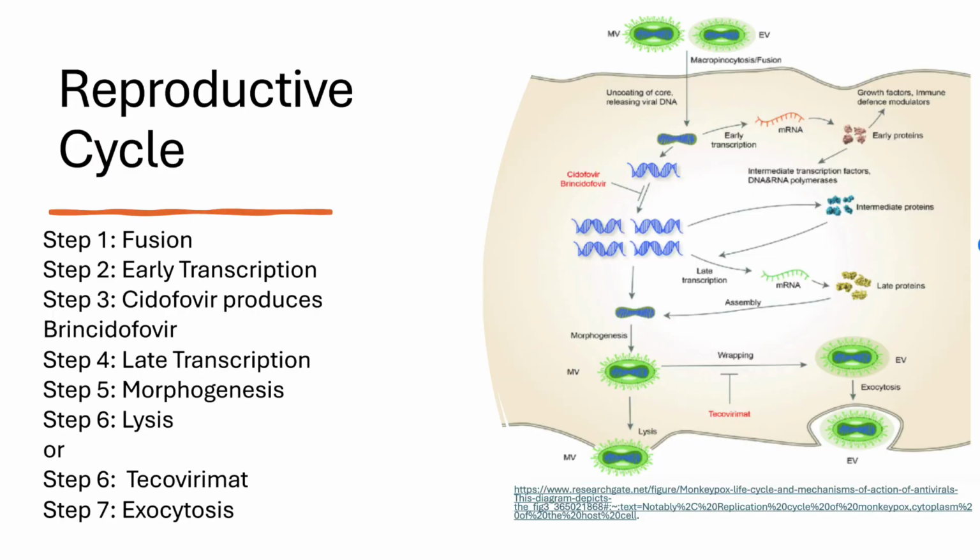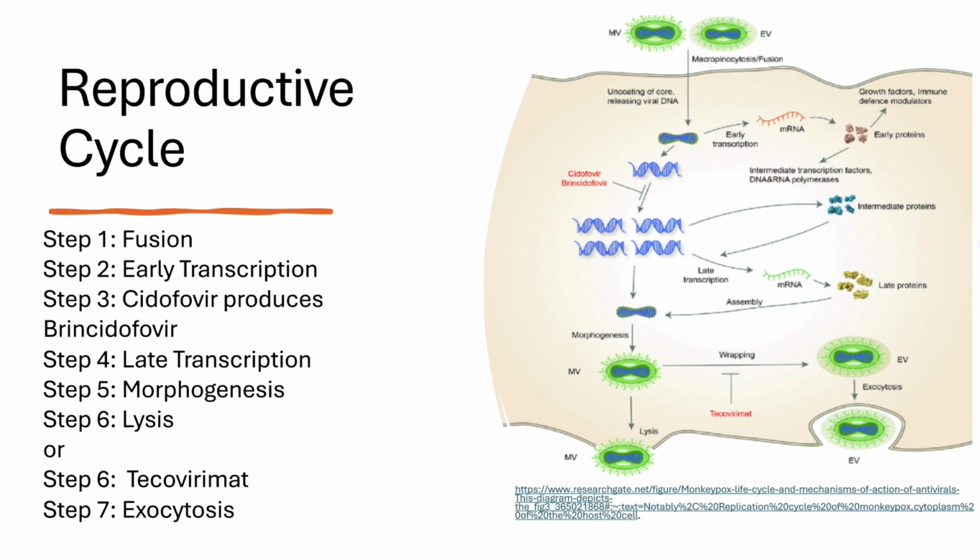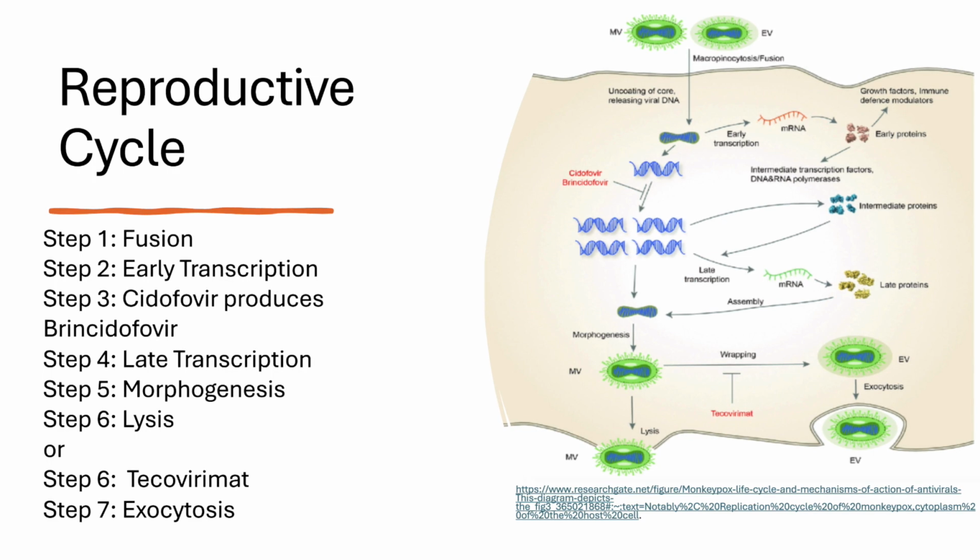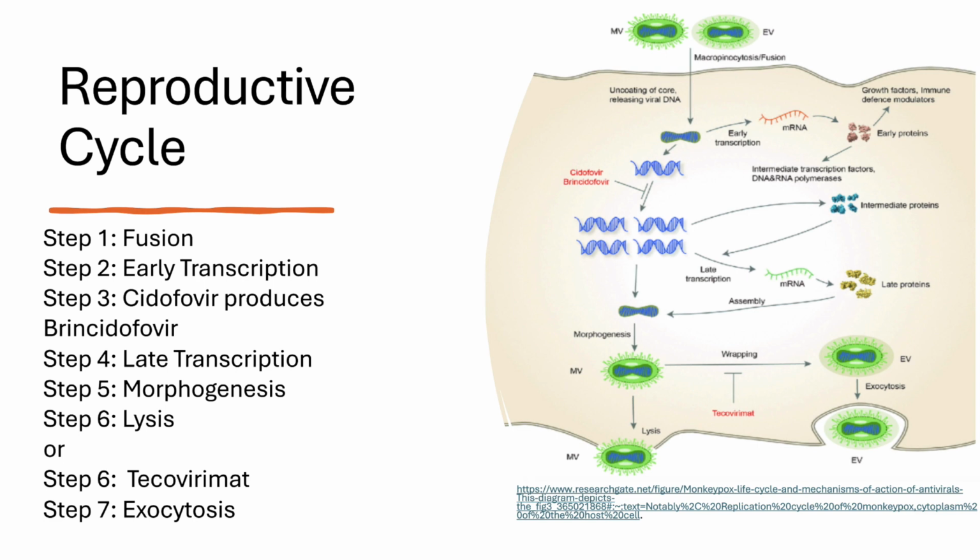A viral core is created by combining DNA of EV and MV. DNA is copied and turned into RNA. Cephalidopaphyr produces brensodopaphyr to block DNA polymerase from replicating. Again, DNA is copied and turned into RNA. Morphogenesis develops shape. MV stay in the cytoplasm until released through lysis, or tecovirimat targets a protein that is used to turn MV into EV. This prevents the virus from spreading throughout the body. An extra envelope is put onto MV, creating EV. It attaches through the cell membrane and is released through exocytosis.